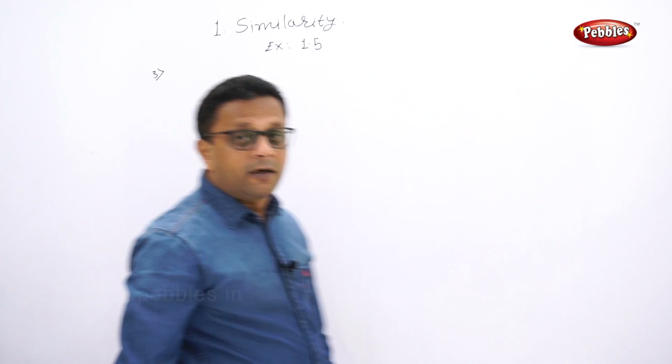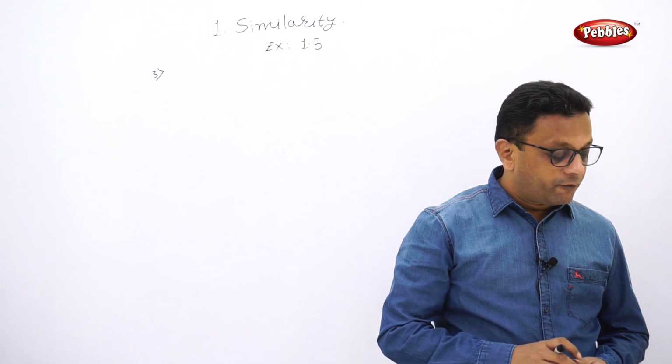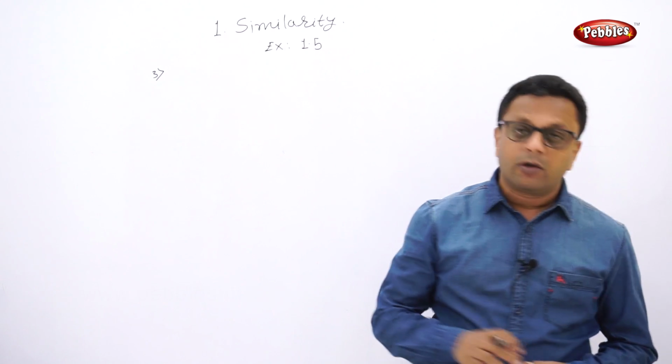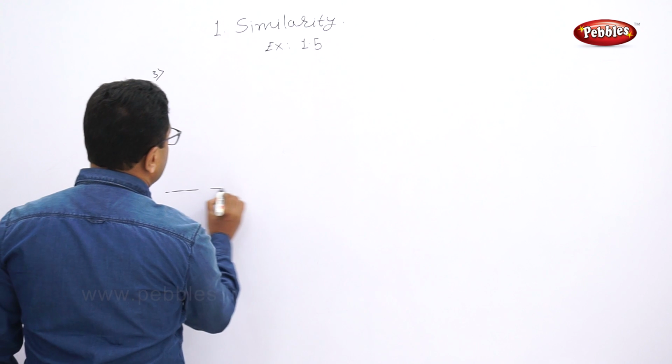This is somewhat like a word problem. A ladder 10 meters long reaches a window 8 meters above the ground. So first of all, we'll draw the figure. The figure is important here. We will say this is the ground level.